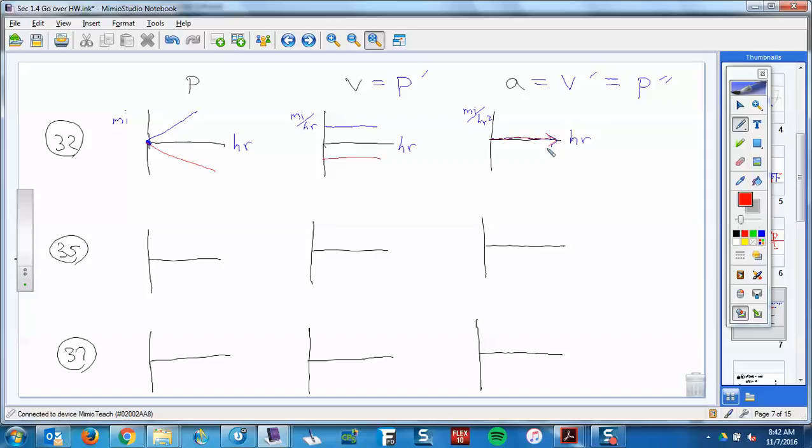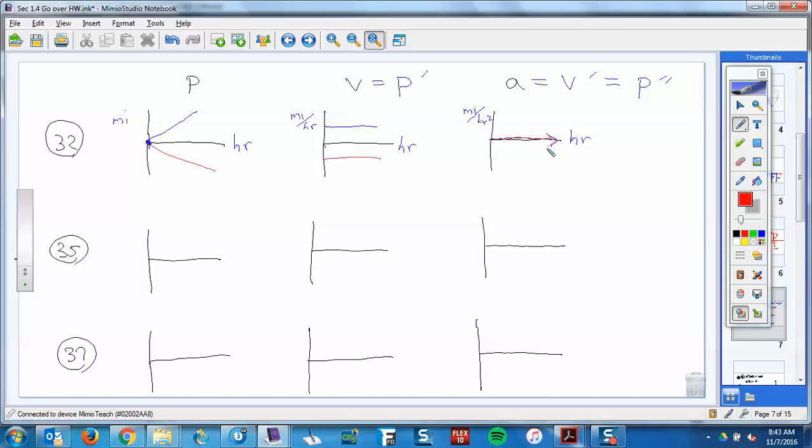Okay. 35 says the object is moving back. Is that right? 35 says the object's moving back towards the origin. Now, people get confused because they think this is the origin. That's not what we mean. We mean Bismarck's the origin, right? Bismarck's the origin. What's that? That's 37. What's 35 say? Moves to the right and then to the left.